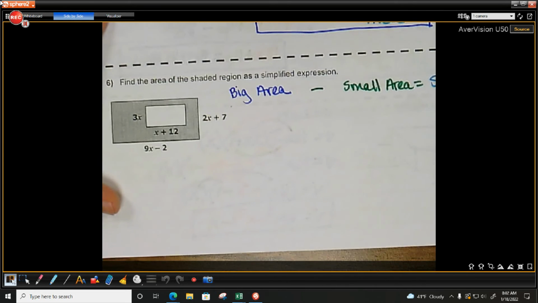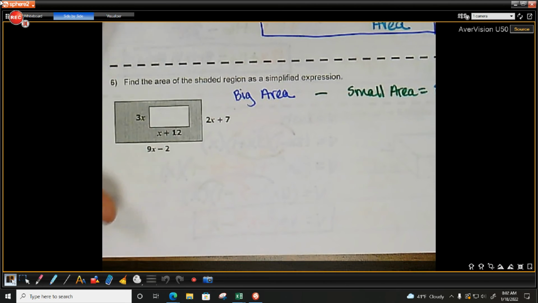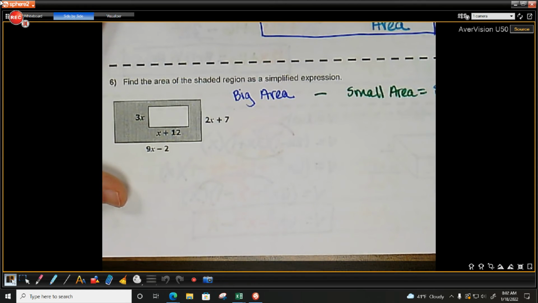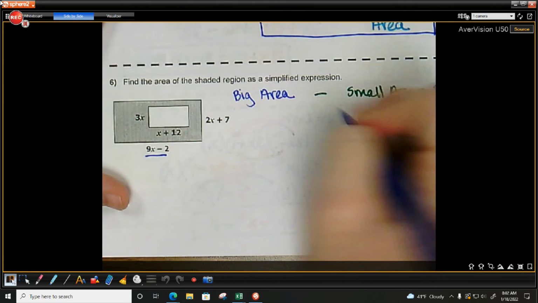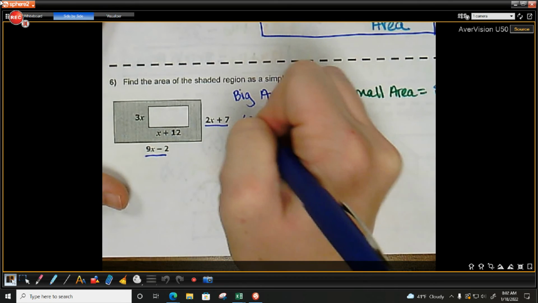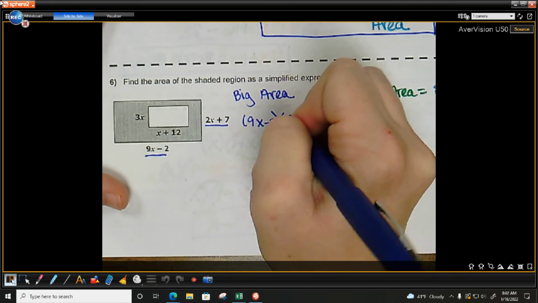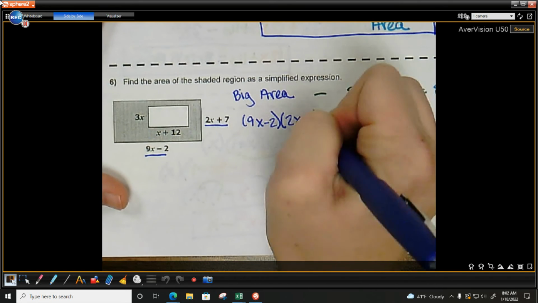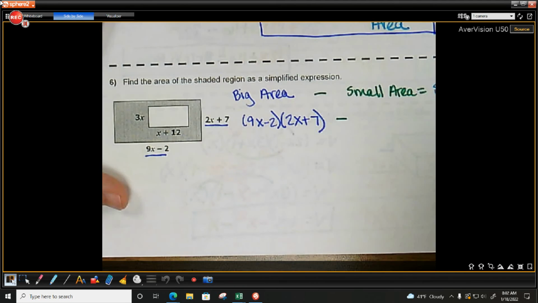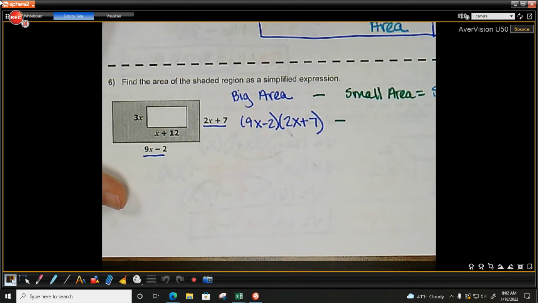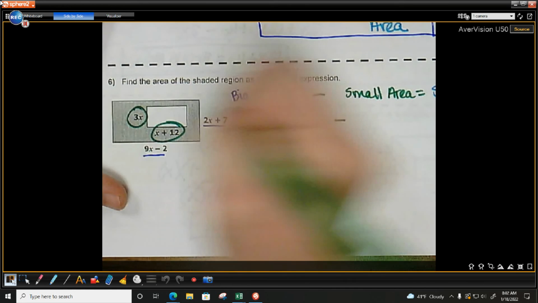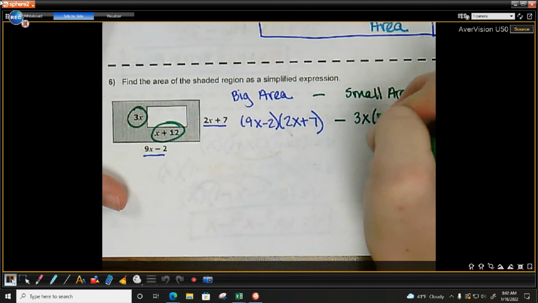So, what are the dimensions of my big rectangle? Thank you. 9x minus 2 and 2x plus 7 minus, what's the dimensions of my small area? 3x and x plus 12. Great job.